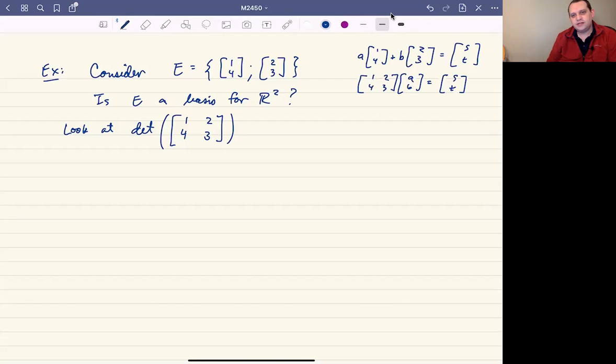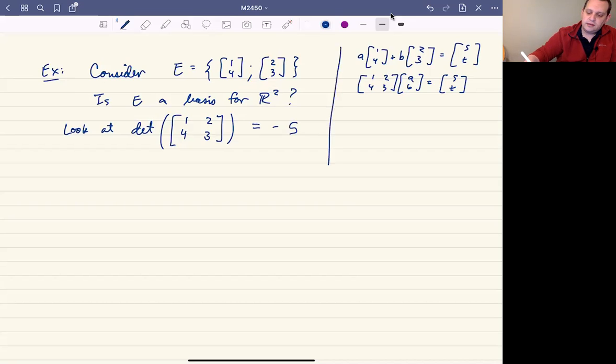If the determinant is non-zero, then there must be a unique solution. In particular, every vector (s, t) can be written as a linear combination here. Since our determinant is -5, this is the case, and indeed these two vectors, (1, 4) and (2, 3), span R2. So the determinant being non-zero tells us that these two vectors span R2.